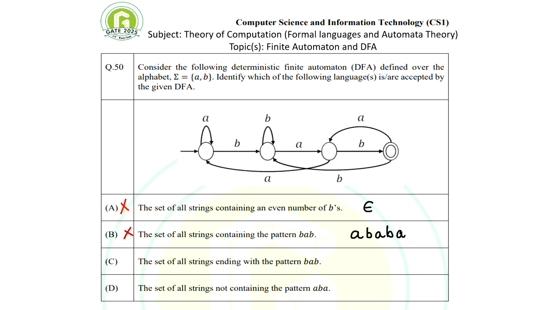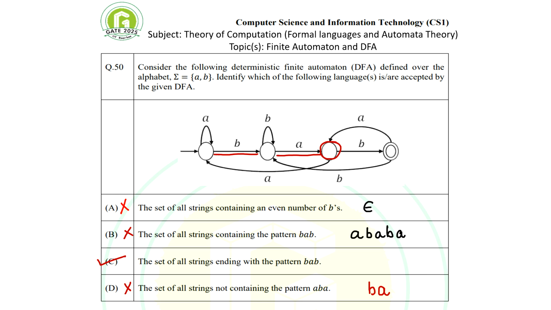The set of all strings not containing the pattern ABA. What about this string BA? This does not contain the pattern ABA. Is this accepted? So you are at the starting state, you get a B and move forward, and then you have A, so you again come back here. So again this is an intermediate state, not a final state, hence this is not recognized by this DFA and therefore the language cannot be this. So you're left with only one option, that is C.